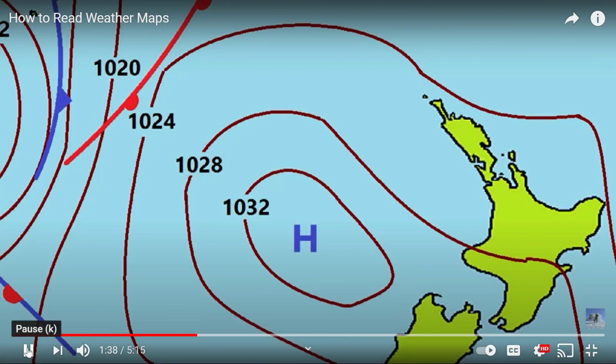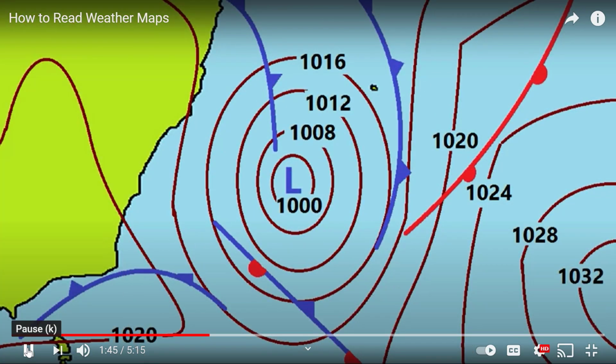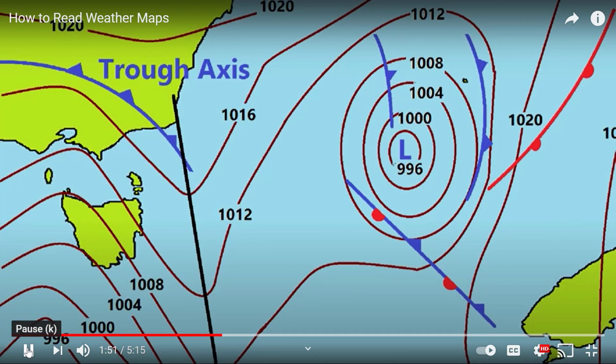High-pressure systems have enclosed isobars which increase in pressure towards their centre. Low-pressure systems, on the other hand, contain isobars which decrease in pressure towards the centre. When isobars make a sharp bend around a low, this bend area is called a trough.